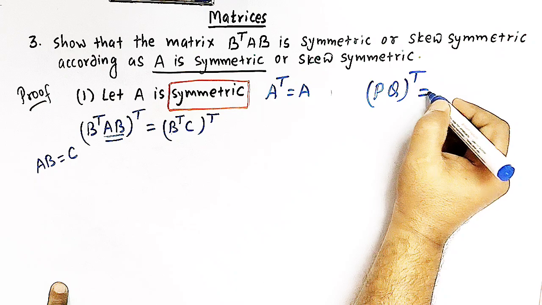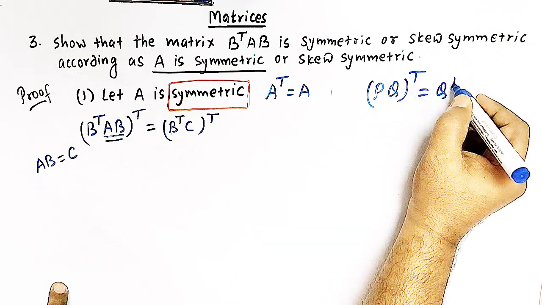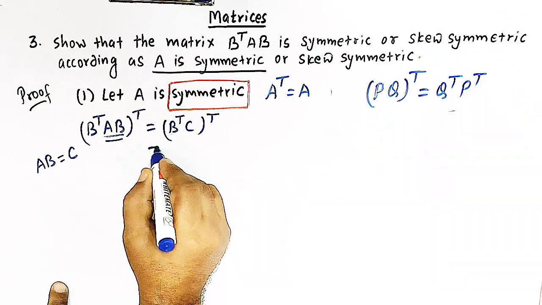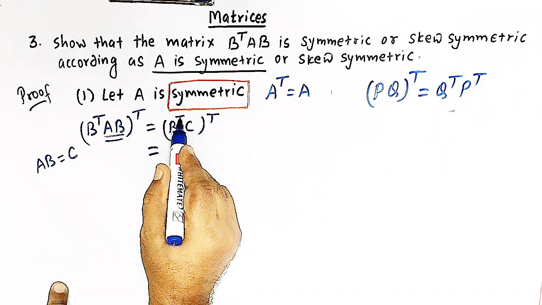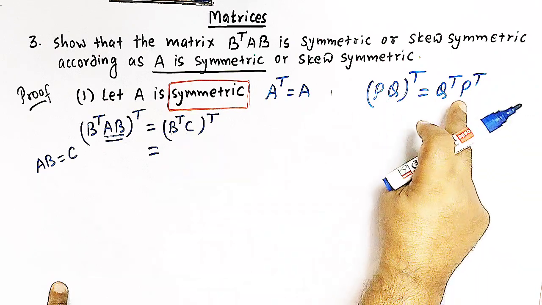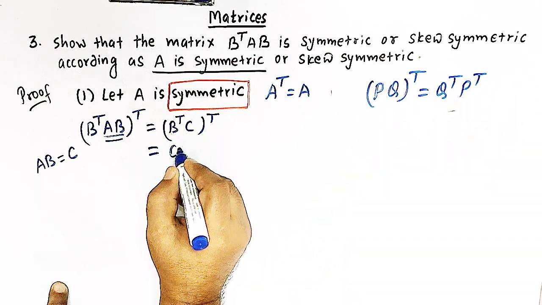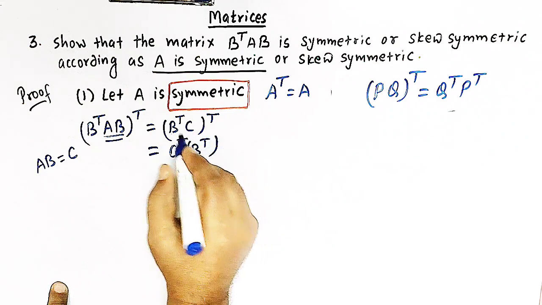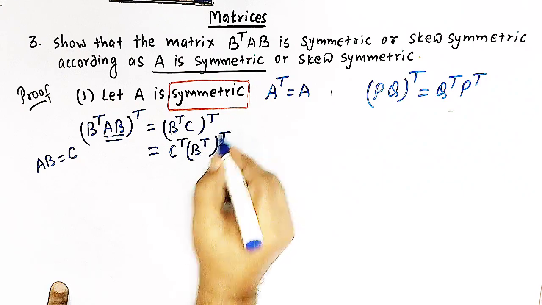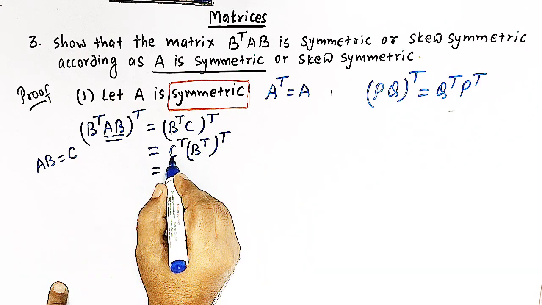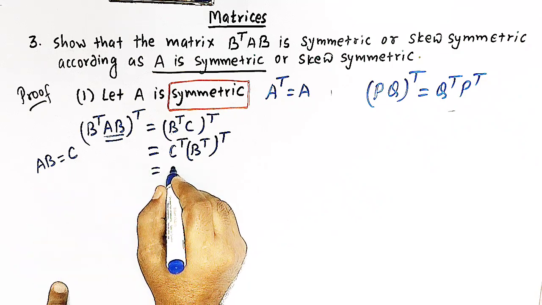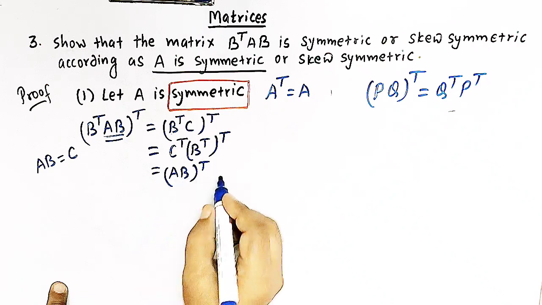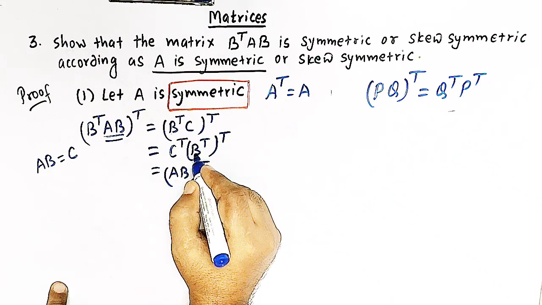Now to simplify this expression, we have to make use of the reversal law, that is (PQ)T is QT PT, where we have the transpose of P. So here P is BT and Q is C. Using this result, we first have CT, the transpose of C, then we have the transpose of BT. Now here we can again replace this C by AB. So we have the transpose of AB and here we have the transpose of BT.